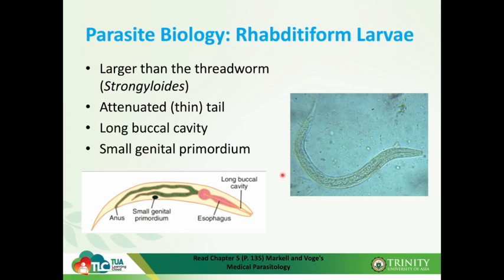So the rhabditiform larvae of hookworms are known to be larger than Strongyloides, thinner than Strongyloides. The buccal cavity is longer, and then the genital primordium is smaller than Strongyloides.